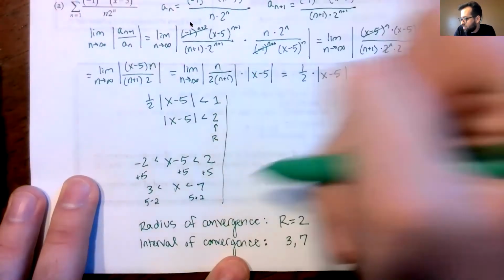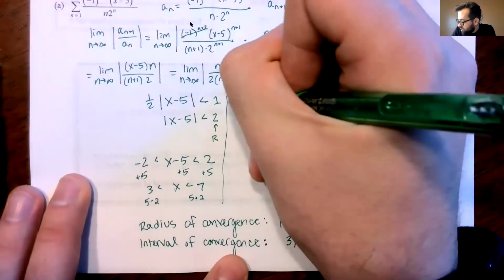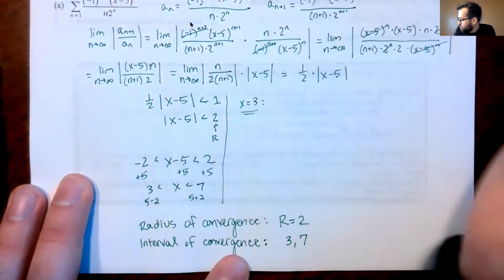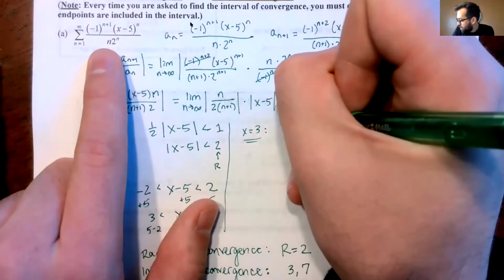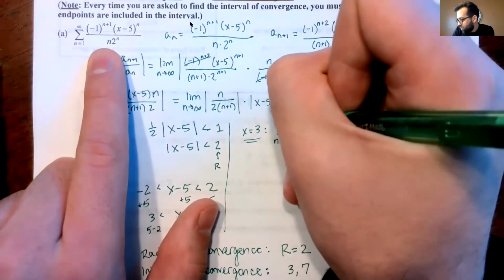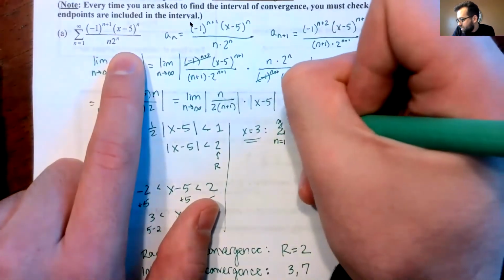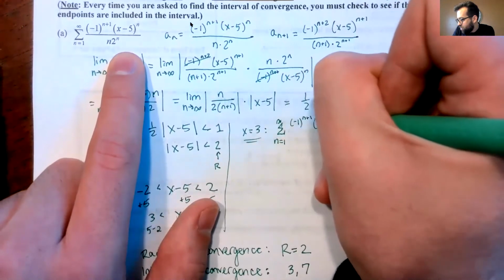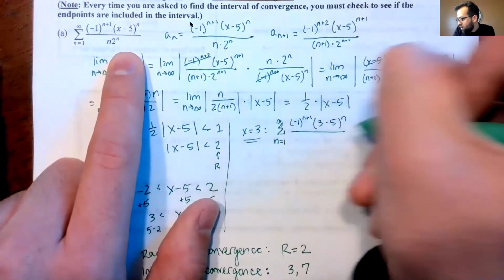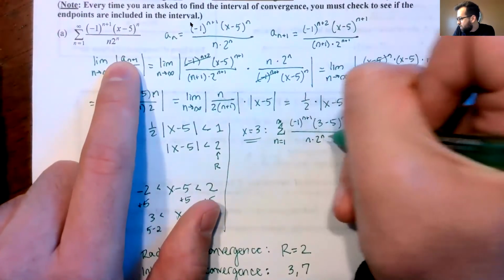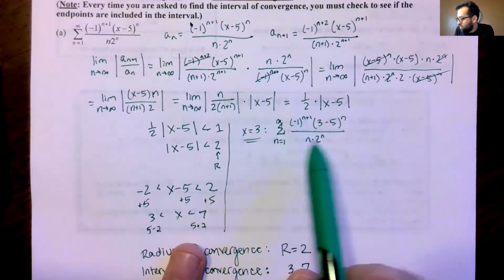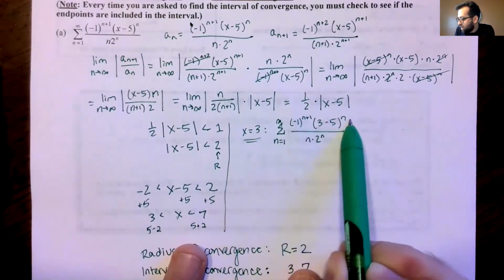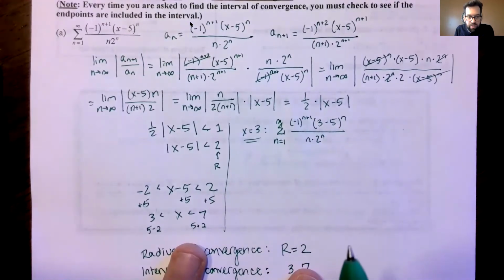So I'm going to put a little line here so I can use this space. So this is where I'm going to try x equals 3. So I'm going to go back to the beginning and plug 3 in for x and see what happens. So we have the series from 1 to infinity, (-1)^(n+1) (3 - 5)^n over n times 2^n. So it's very important that we keep track of that. I'm plugging 3 in for x, not for n. So this time we are plugging in for x. And okay, so let's see what happens here.